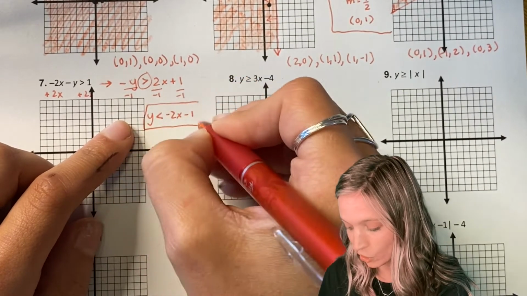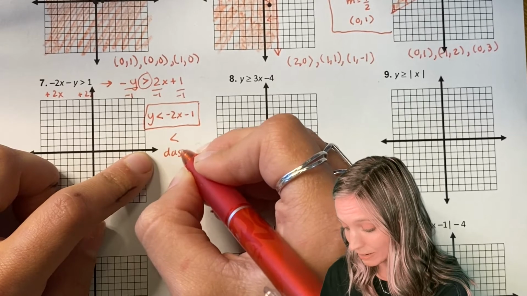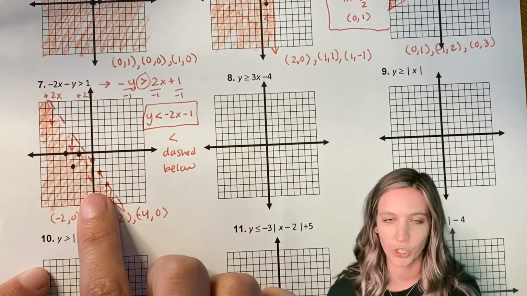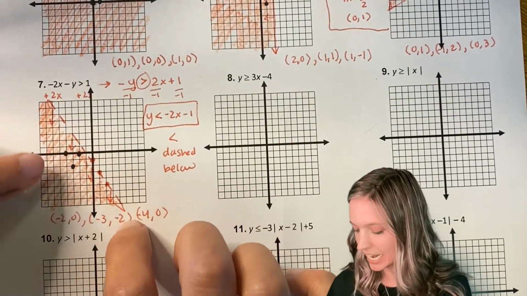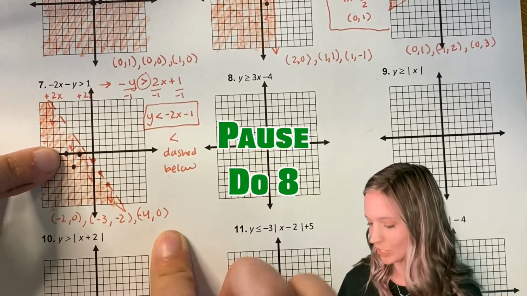This is what I'm gonna go graph. It's a less than symbol, so I'm gonna draw a dashed line and I'm gonna shade below. Take a moment to get your graph drawn. Be sure to check that graph, make sure you shaded below, make sure you dashed that line, and as I look, I've identified my 3 solutions. Don't forget to identify those solutions.